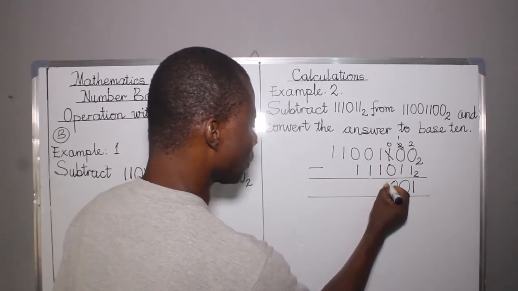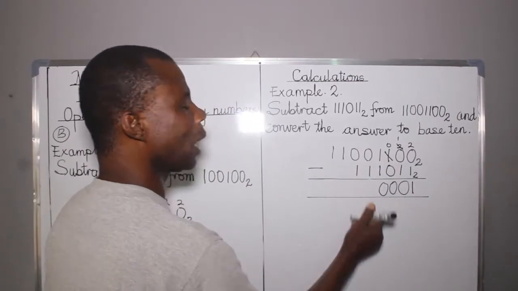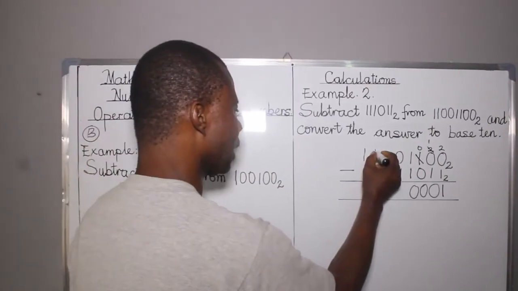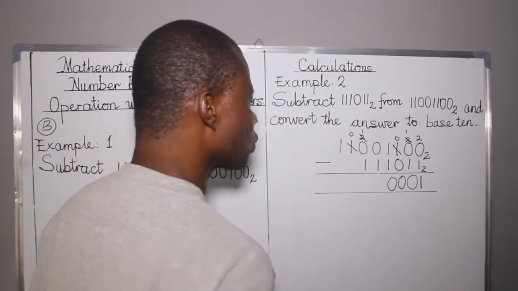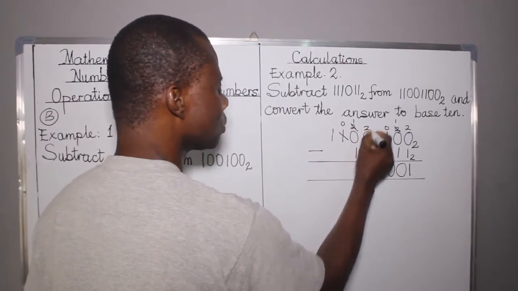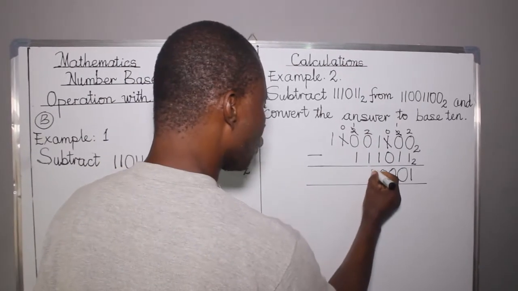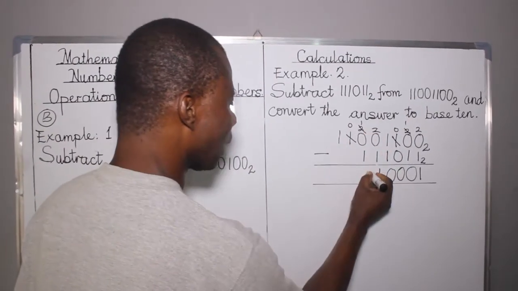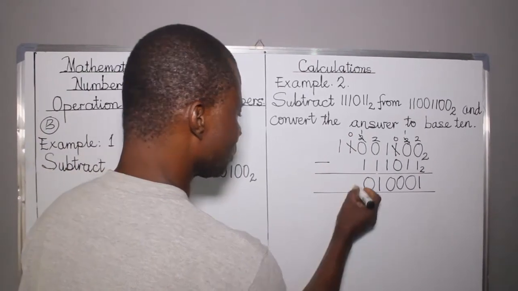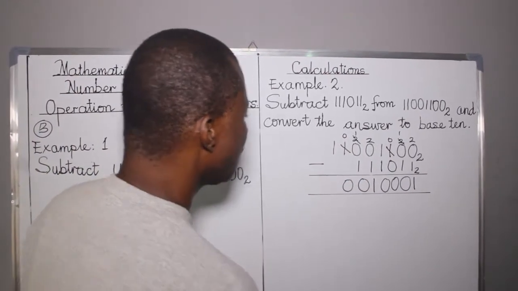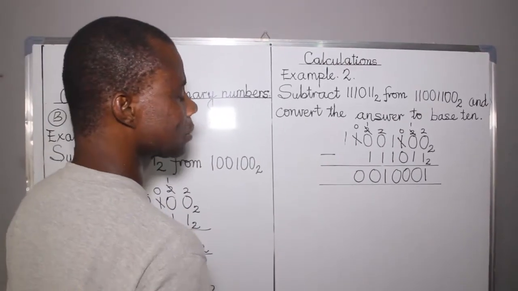1 take away 1, 0. 0 take away 1, it's not possible. So we go further. 0. Bring it here, 2. Take 1 from it, remains 1. Bring it here, becomes 2. 2 take away 1, we have 1. 1 take away 1, we have 0. A 0 take away nothing, it's still 0. Then we have 1 take away nothing, we have 1.